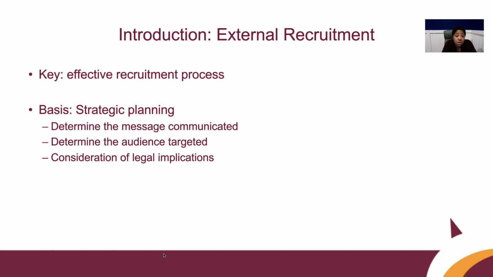The first one is determining the message that you want to communicate. You need to determine what is the job that you are advertising for, what is the position or positions that you're looking to fill, and then what message do you want associated with those positions to obtain and acquire that talent that in fact has that knowledge, skills, abilities, and other opportunities for growth within your organization.